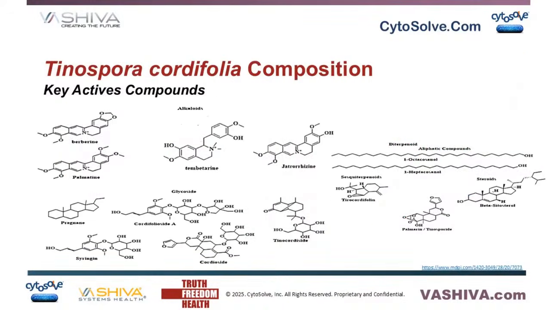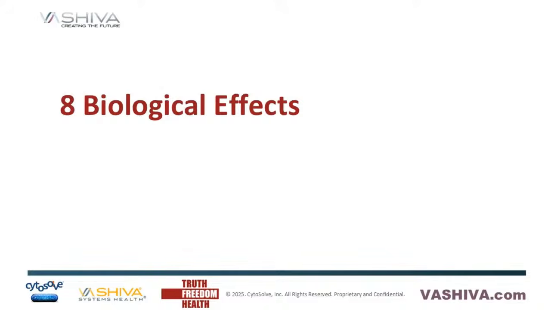And here you can see the structures of the key active compounds in Tinospora cordifolia, including alkaloids such as berberine, palmatine, tembetarine, and jatrorrhizine. It also contains glycosides like cordifolioside A, syringin, and cordioside. Additionally, Tinospora cordifolia includes diterpenoids such as tinosporaside and sesquiterpenoids like tinosporafolin. The plant also has steroids like beta-sitosterol that support cholesterol regulation and immune health, as well as aliphatic compounds like 1-octacosanol and 1-heptacosanol.